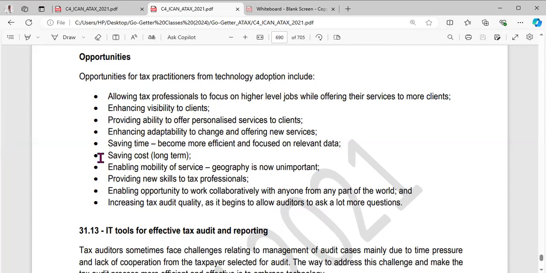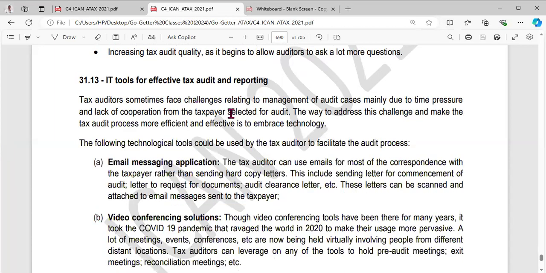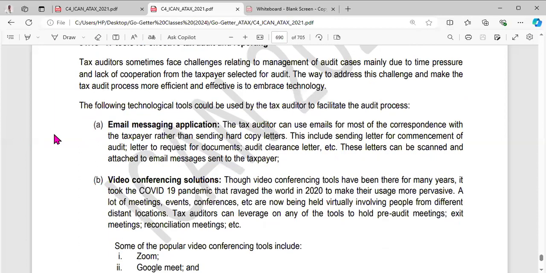Now, IT tools for effective tax audit and reporting. This is tax audit, which concerns the tax administration. So the following technological tools are used by tax auditors to facilitate their tax audits. We have email messaging applications. So instead of sending you hard copy letters, maybe through DHL, and you now sign, they can send the letter to the email.